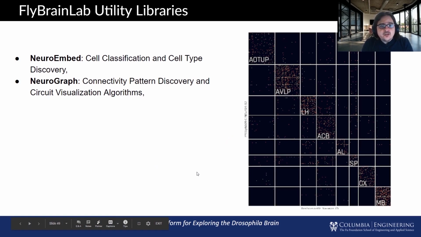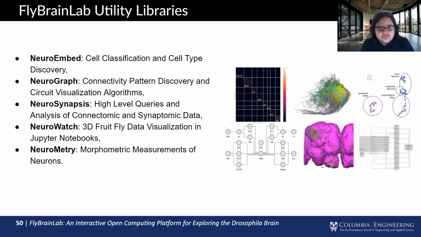Secondly, we have the NeuroGraph library, which allows for the discovery of connectivity patterns by using community detection or clustering algorithms on specified neural circuits. Here I am showing the adjacency matrix of more than 20,000 neurons in the hemibrain dataset, ordered according to communities extracted by applying the Louvain algorithm using NeuroGraph. We have more libraries for data visualization, querying in Python, and for generating morphometric measurements for individual neurons when that data is available, such as axon length, surface area, or neuron volume.